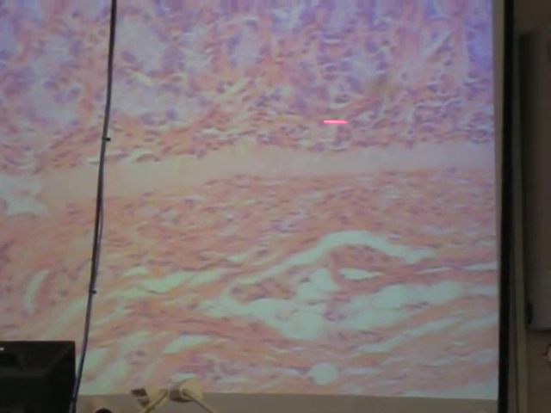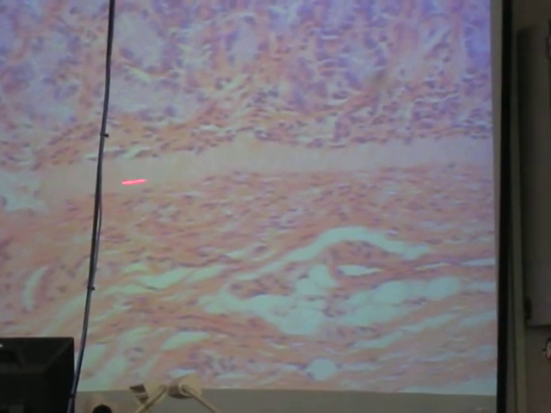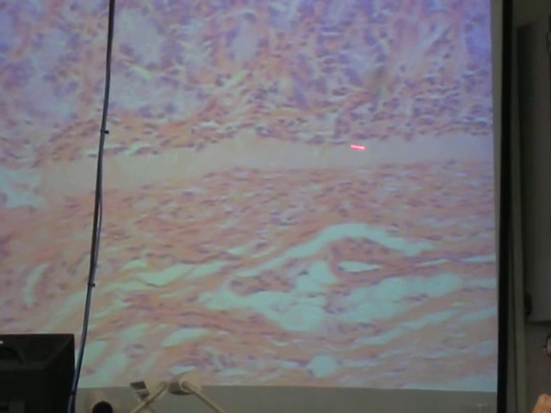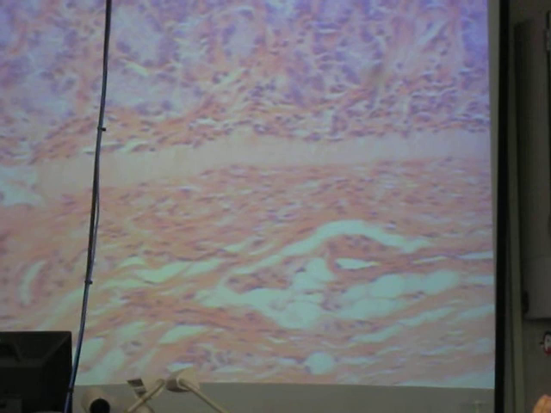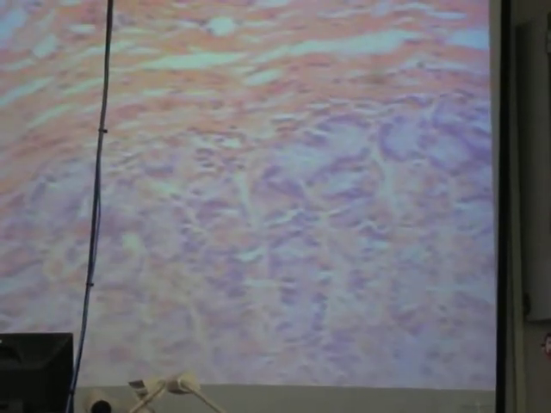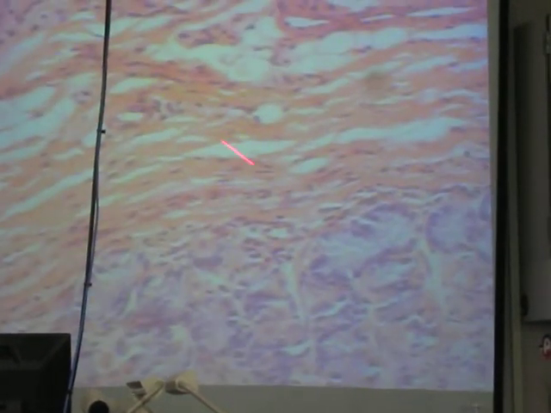The lamina propria tissue right below the chief cells. Here's your muscularis mucosa. Here's your submucosal tissue. We go a little bit deeper and get into our muscularis externa.